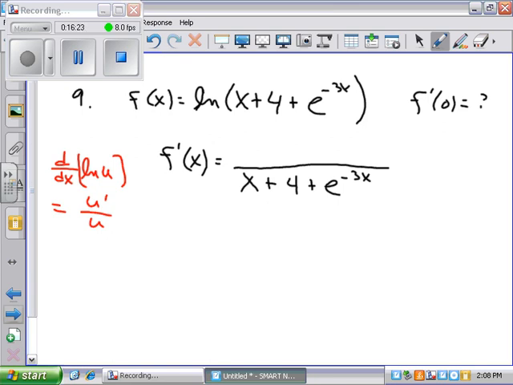So what's the numerator? What's the derivative of x plus 4 plus e to the negative 3x? It's going to be 1 minus 3e to the negative 3x, right? Because the derivative of x is 1, derivative of 4 is 0, and the derivative of e to the u is e to the u times u prime, which is negative 3. All right, now we're just going to plug in 0, right?